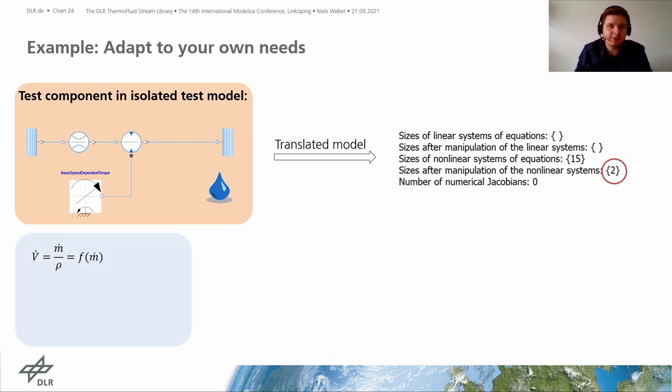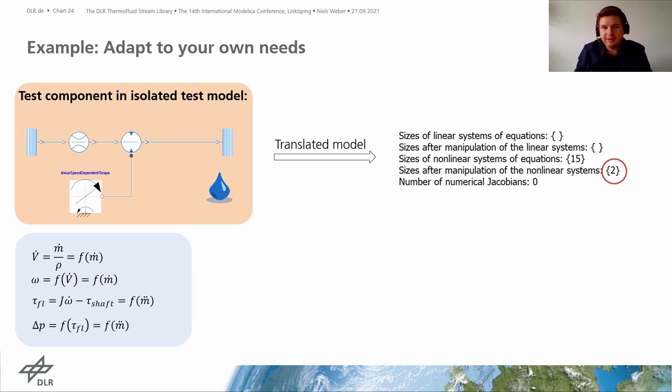And we see that the volume flow is dependent on the mass flow. The angular velocity is also a function of the mass flow. The fluid torque is dependent on the derivative of the angular velocity and hence becomes a function of the derivative of the mass flow. And the pressure drop is also a function of the derivative of the mass flow.